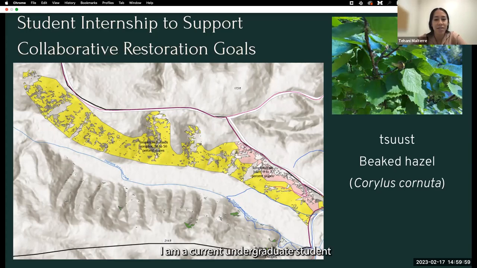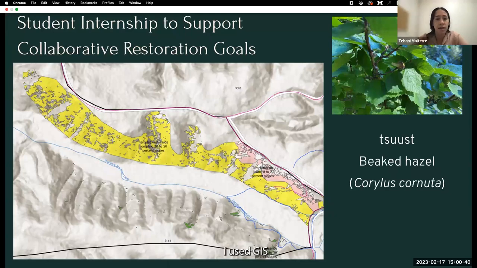I am a current undergraduate student at the University of Hawaii at Manoa, and I'm also a NOAA EPP MSI scholar. So through the NOAA EPP MSI program, I ended up in Oregon this summer, working at the South Slough NERRS with Alice and Ashley. My project this summer was looking at suitable habitat for beaked hazel, which, as Alice and Ashley mentioned, is one of the plants that is culturally and ecologically significant to the area. And I created this habitat suitability map for beaked hazel, which highlighted areas within the reserve's uplands forest that could be potentially good habitat for revegetating this beaked hazel.